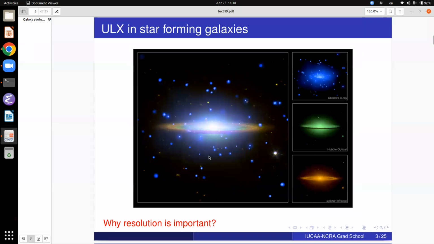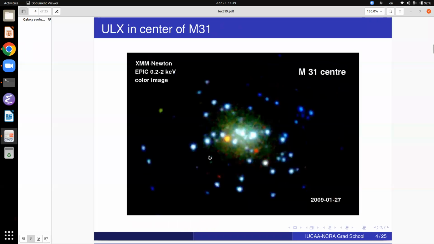X-ray binaries are so luminous in the X-ray that we can detect individual stars out to the distance of nearby galaxies. Not very far. You can't go to the high redshift universe, but in the nearby universe, you can comfortably detect them with instruments like Chandra. This particular image is with the EPIC camera on the XMM-Newton telescope. EPIC is their soft X-ray band image. This is a soft X-ray band image.